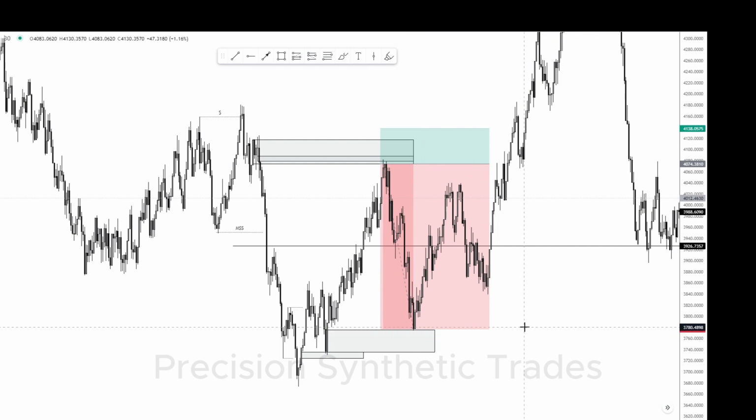So this is how I analyze the crash and boom markets. It works on all the crash and boom pairs. The principle stays the same.